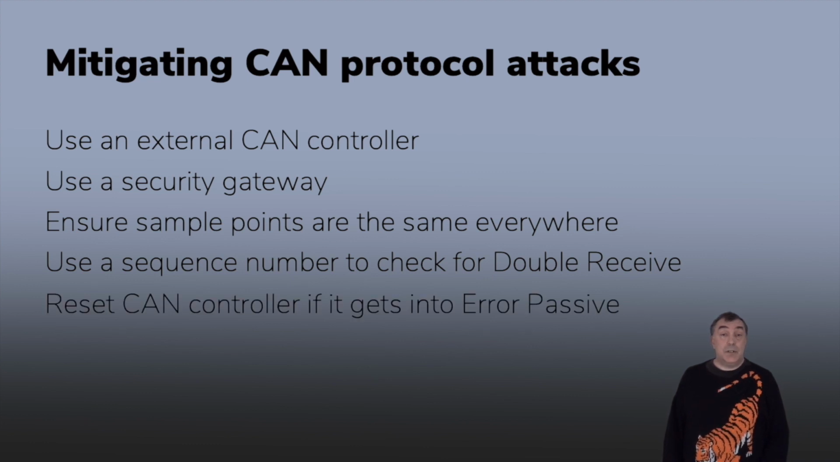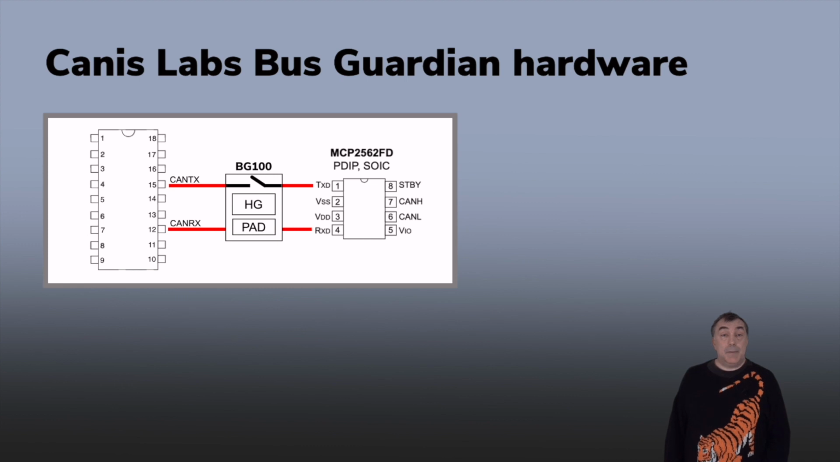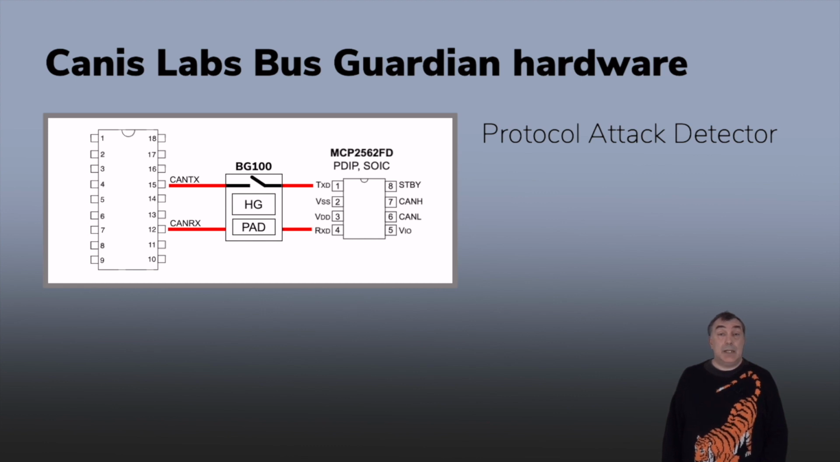My final suggestion is to use Canis Labs Bus Guardian hardware on devices that are at risk of being hijacked by malware. The Bus Guardian is silicon that stands between the host CAN controller and the transceiver. It contains a CAN state machine, but also a protocol attack detector. This spots CAN protocol attacks, and that is one of the triggers for the Bus Guardian to disconnect the host from the CAN-TX pin of the transceiver.